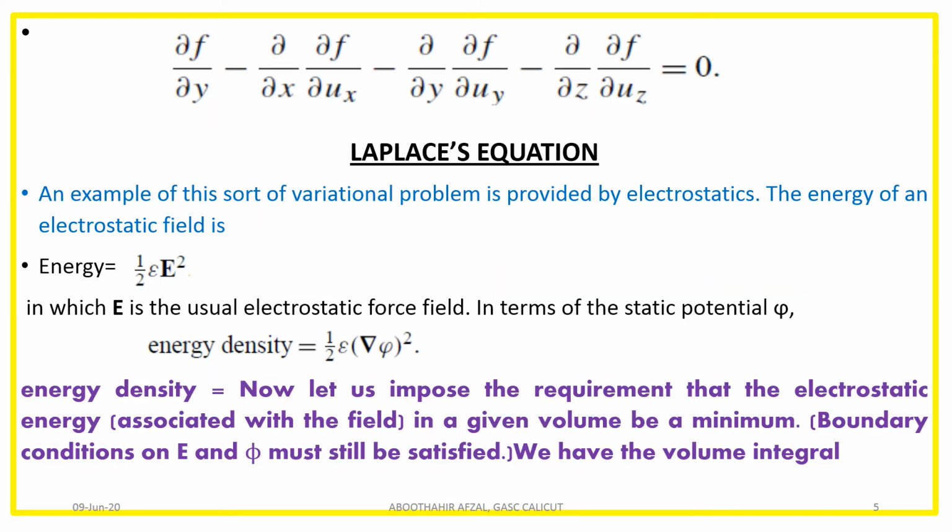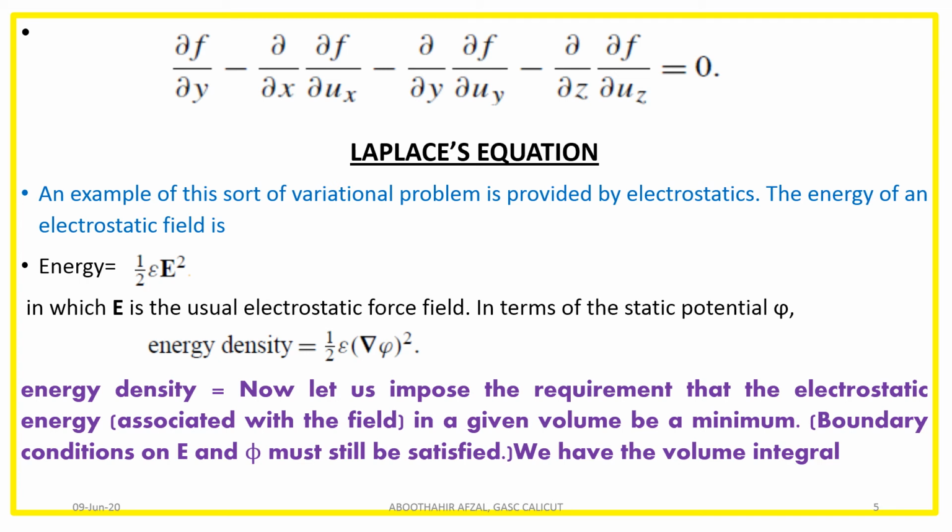Coming to the next slide. Thus the Euler equation for several independent variables can be written as ∂f/∂y minus ∂/∂x of ∂f/∂u_x, minus ∂/∂y of ∂f/∂u_y, minus ∂/∂z of ∂f/∂u_z, equal to 0. I have a correction here. The first term has to be ∂f/∂u, it's not ∂f/∂y. There is a mistake in this slide. Please correct it as ∂f/∂u minus ∂/∂x of ∂f/∂u_x, and it goes on like that.